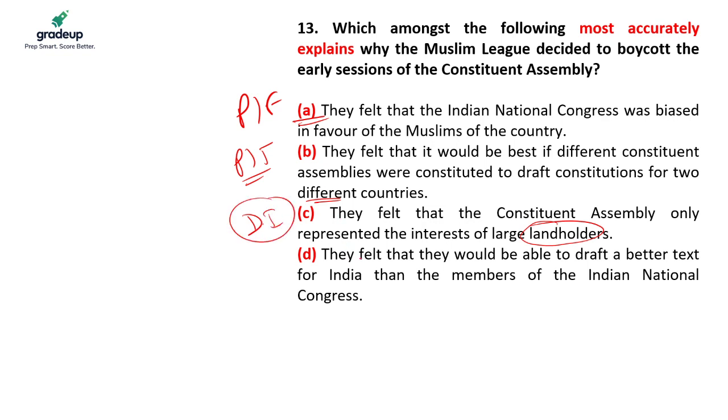Now, they felt that they would be able to draft a better text for India than the other members of the Indian National Congress. No, they would be thinking about Pakistan. They will not be thinking about India. So this is also probably false. So the answer is B.